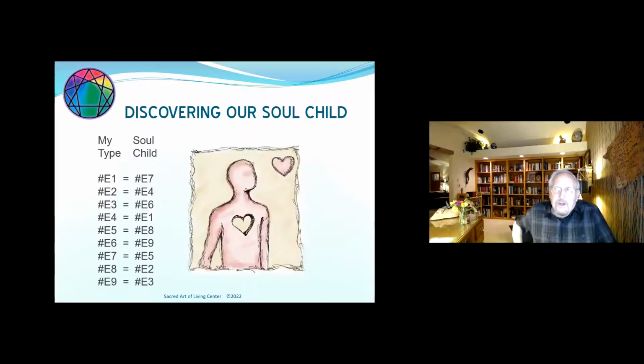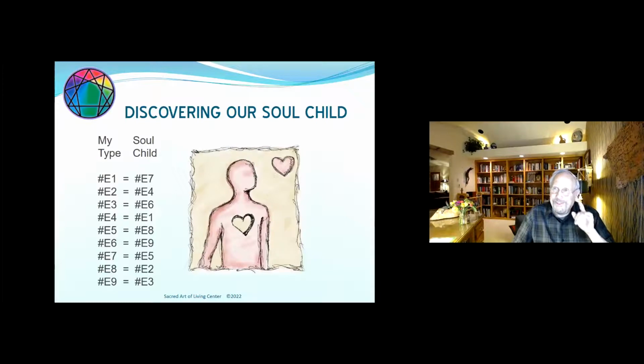So remember, last week I put this up here. This was a list of all of the different types and the soul child. So just in case you still need to be reminded of that. So the 1 soul child is 7, the 2 is 4, and down the list. So when we work with this, just know at least that that's what you're working with.